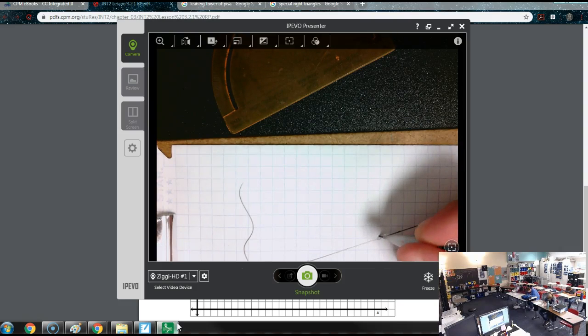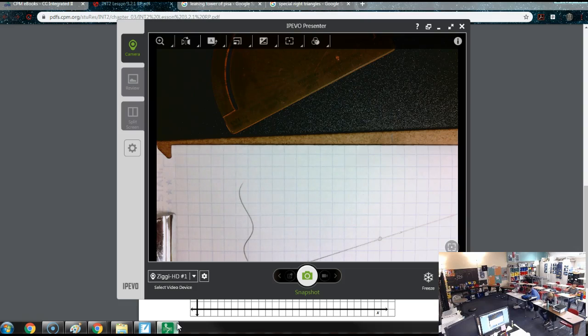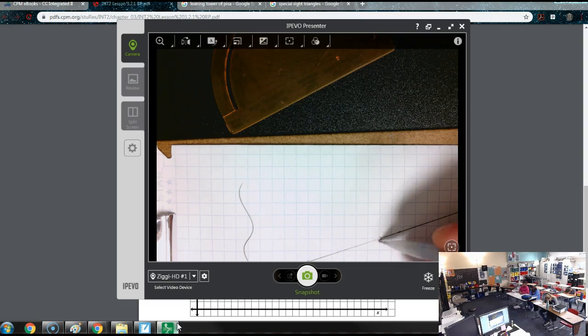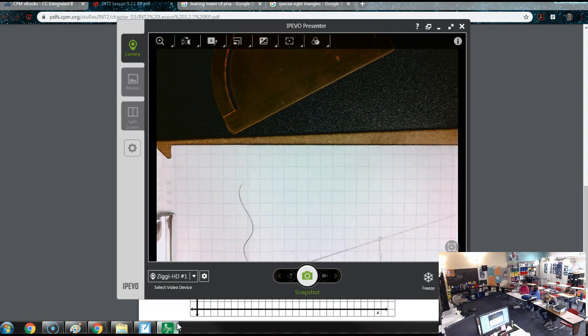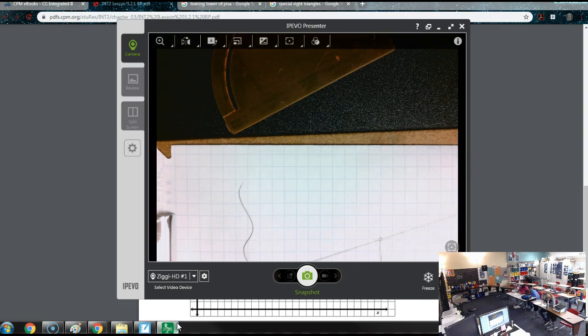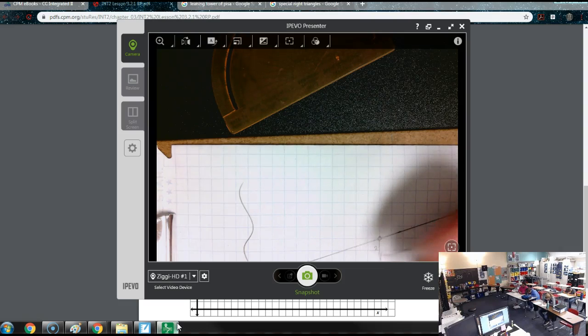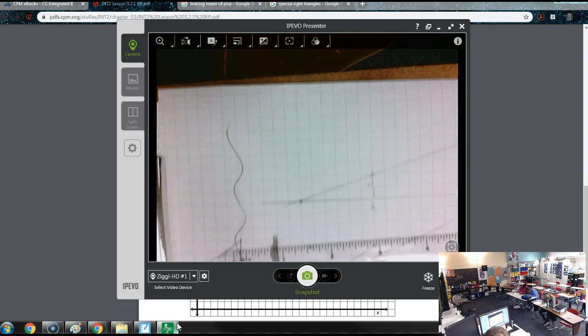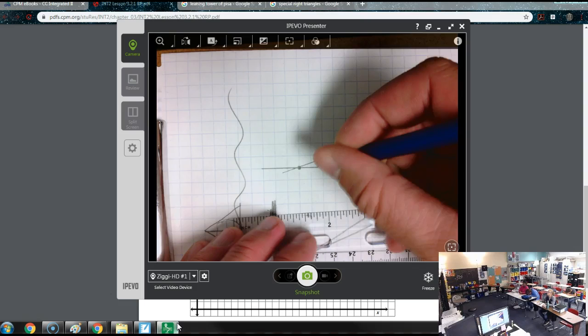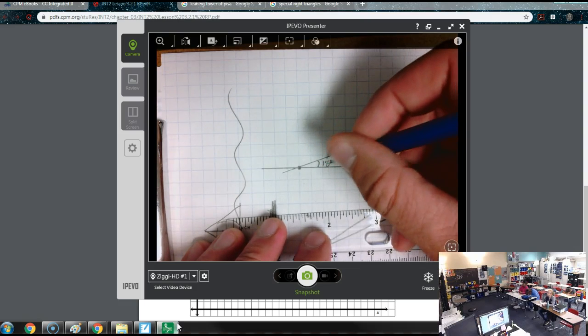Ooh, this looks pretty close. This looks really close. So if we forced this to be 18 degrees, what's your slope seem to come out to be?